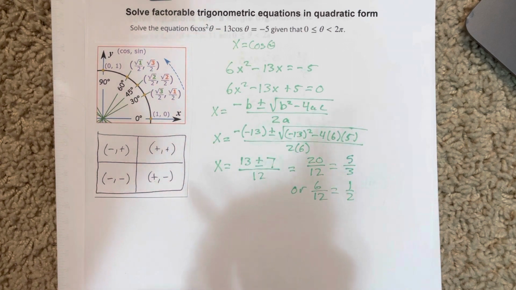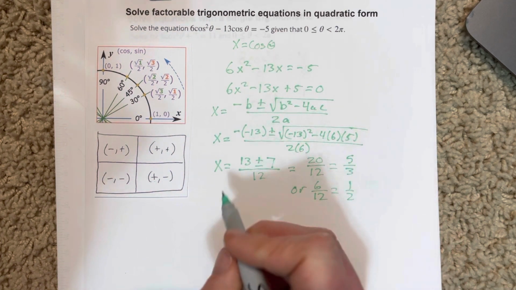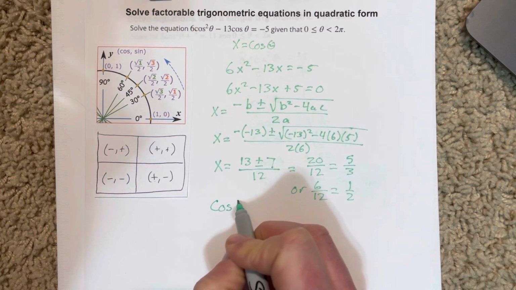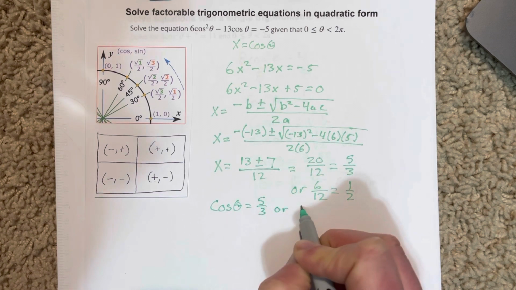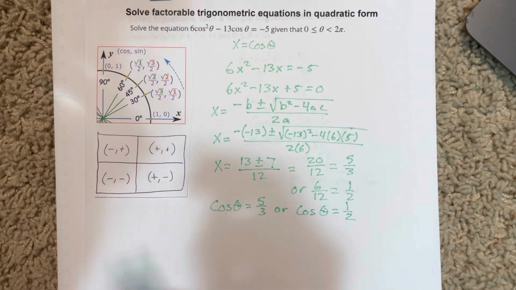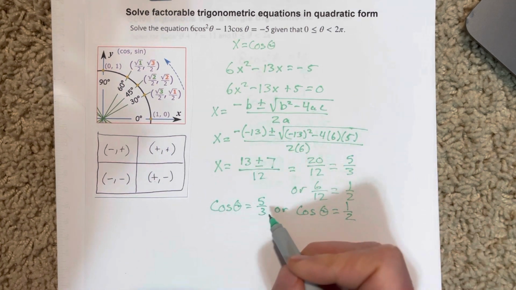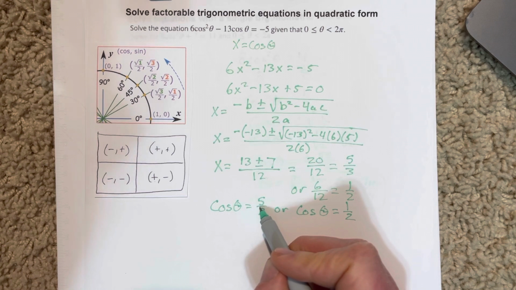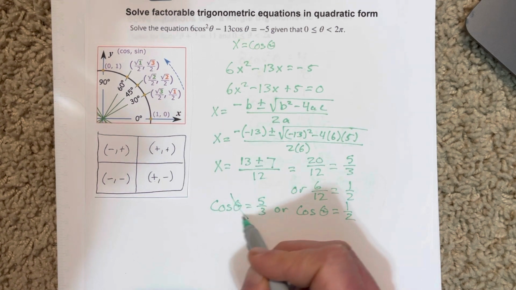Now, one of these options won't work, and we're going to see that here in a second. I'm going to resubstitute cosine in. So cosine theta is equal to 5/3, or cosine theta is equal to 1/2, when I resubstitute cosine theta for x. Here's the deal, though. Cosine theta cannot equal 5/3 because on the unit circle, the longest side length is 1. So I cannot get 5/3 for a side length. So this is actually out.